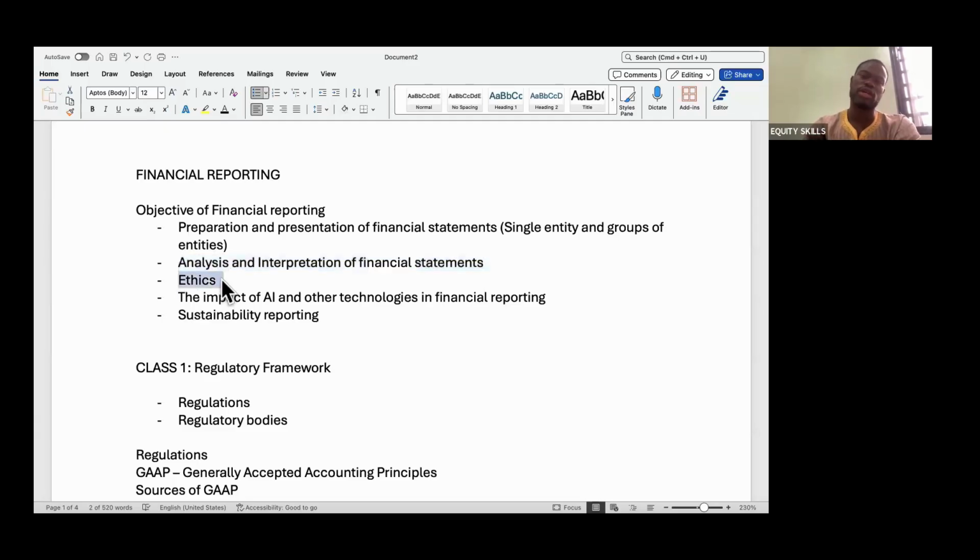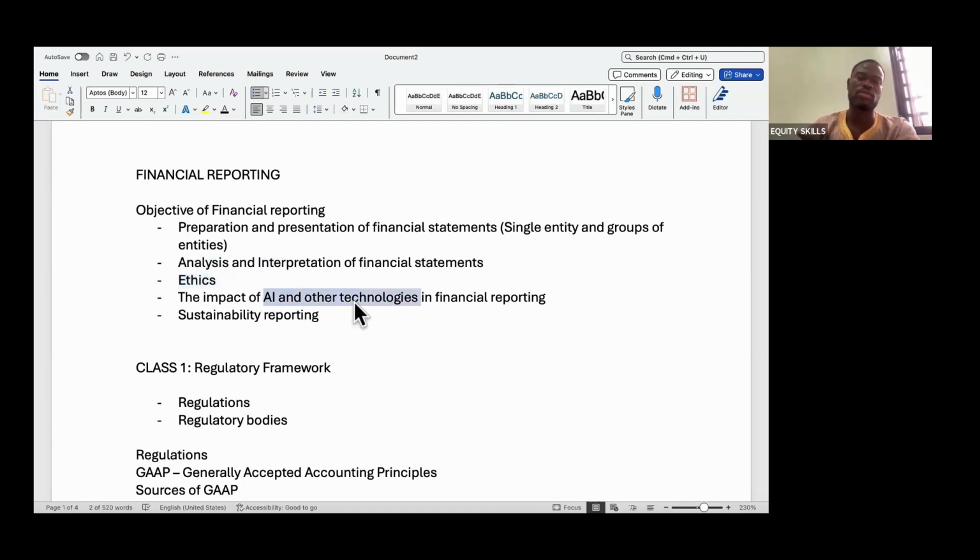Also, we are going to try to create an ethical thinking in you. You have to start thinking ethically as an accounting student until you qualify, so that when you qualify, your actions would be ethical. So ethics is also an important part of your syllabus that we're going to look at.